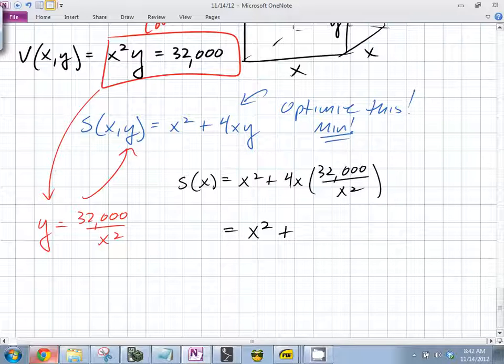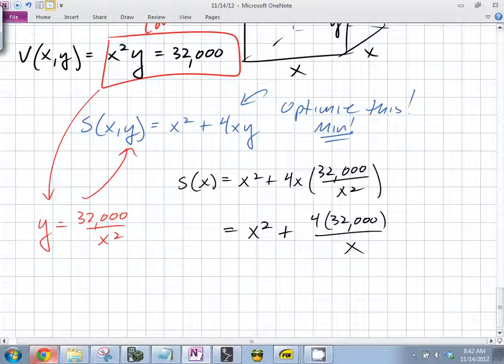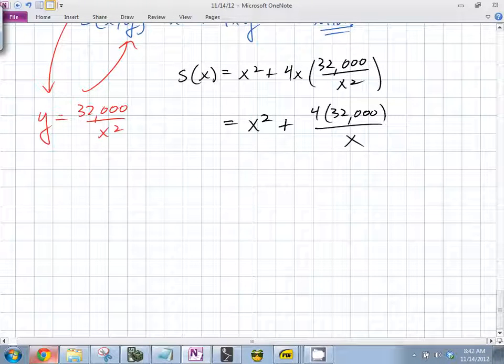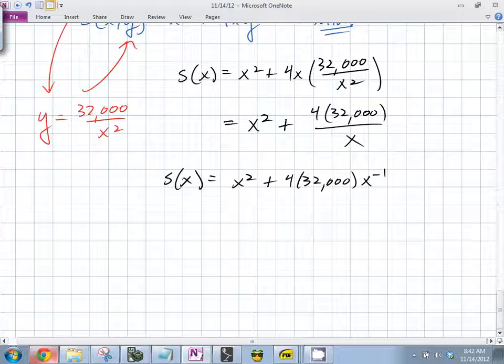And another way to write that, because we know, what are we going to eventually have to do to this? We're eventually going to have to differentiate. So I like turning it into 4 times 32,000 times what? Exactly. This is the function we are trying to minimize. Hopefully it's going to go down then up. So we're looking for the point where the derivative is... Could there be more than one? Sure, there might be more than one.